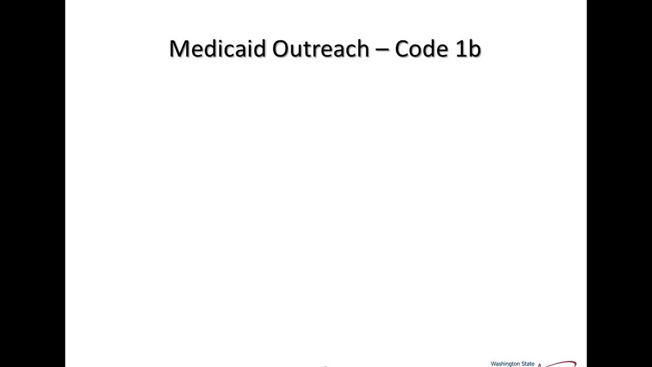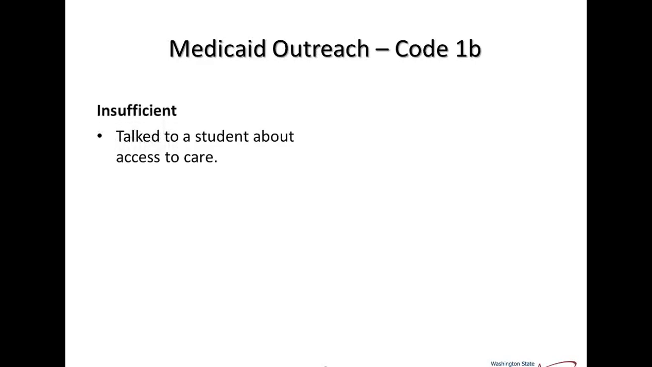Let's look at another example. The high school nurse, Miss Jones, from the ABC school district learns that a student in the district named Rhonda is pregnant and does not have medical insurance. Ms. Jones contacts Rhonda and spends time giving Rhonda information about maternity support services. What was entered as a narrative on the time study form for 1B is, talk to a student about access to care. Referring back to what appropriate narrative should include, let's determine what is missing.